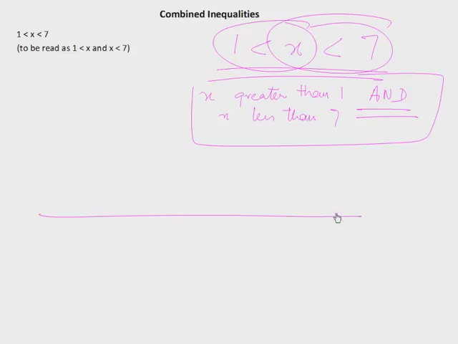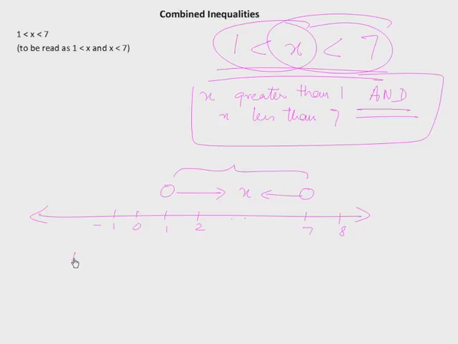Let's see on the number line what it means. So I have 0, 1, 2, 7, 8 and so on. So it means x is greater than 1. So I put an open circle at 1. And x is greater than 1 and it's less than 7. So I put an open circle at 7 and I go less than, and x is all these values. X is all values between 1 and 7, but not including 1 and 7.